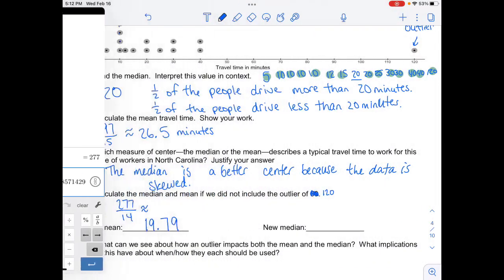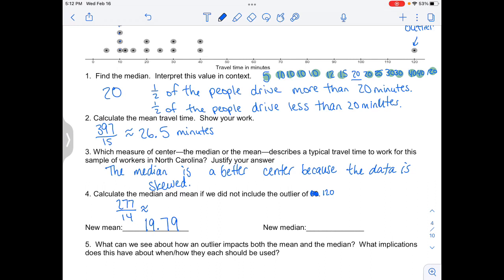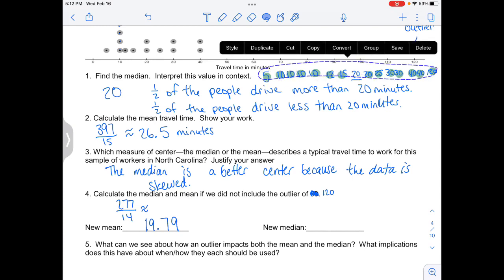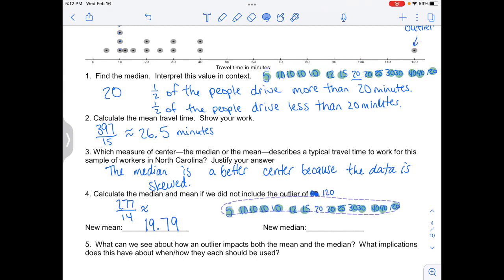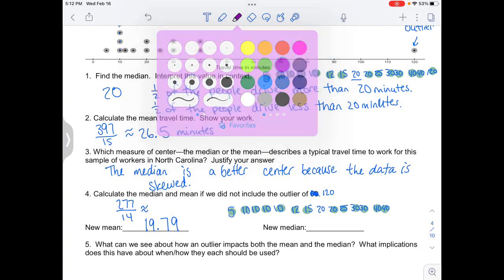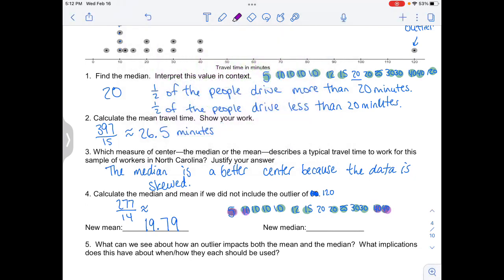My median, I'll have to recount here. So let me just copy this data down. My median will actually shift as well. So I'll use a different color. This data point we're going to pretend no longer exists. I count them out. I've got these two, these two, these two, and then we've got a shared. When I find the average of these to find my new median, it is now 17.5.